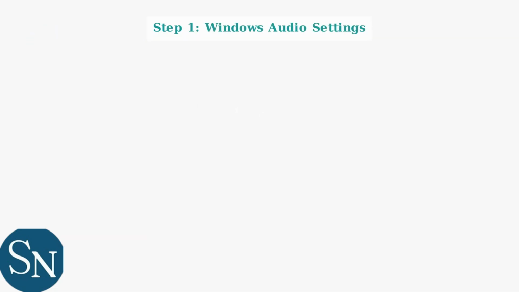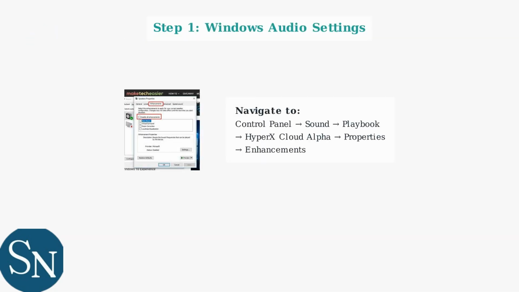The first step to eliminate echo is optimizing your Windows audio settings. We'll start by disabling audio enhancements that can cause feedback loops. Check the box for Disable All Enhancements as shown in the window. This prevents Windows from applying audio processing that can create echo effects.